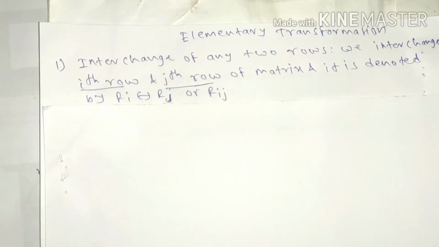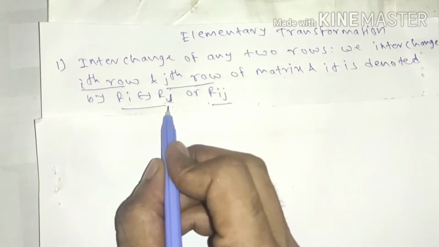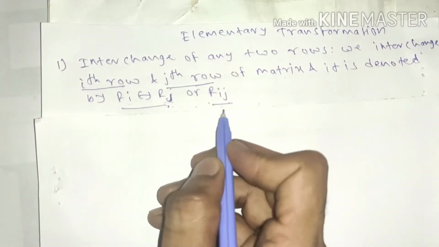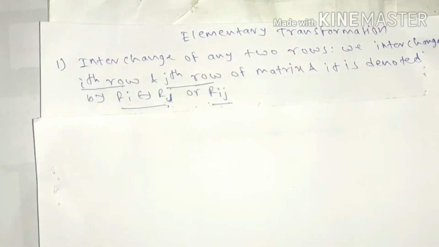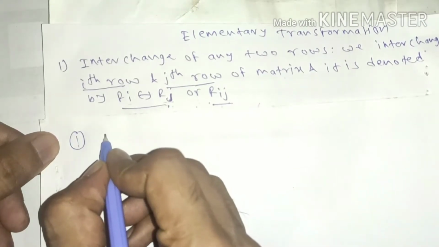So let us see the first elementary transformation, interchange of any two rows. So we interchange ith row and jth row of the matrix, and this transformation is denoted by Ri changes to Rj or Rij. So here we interchange only ith row and jth row of the matrix. The remaining rows of the given matrix are the same. So let us see some examples.